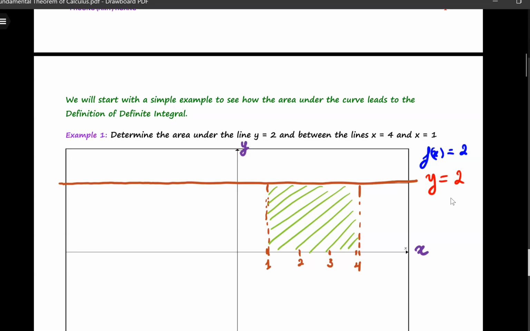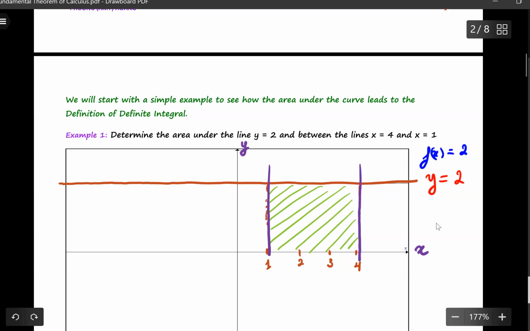Given f(x) equal to 2, it is a straight line, and I would like to identify the point 1 and the point 4 here, because I need to determine the area under the line y equal to 2 and between the lines x equal to 1 and x equal to 4. So this is the line x equal to 1, and this is the line x equal to 4. So I identify this area. This is the area that I have to find.